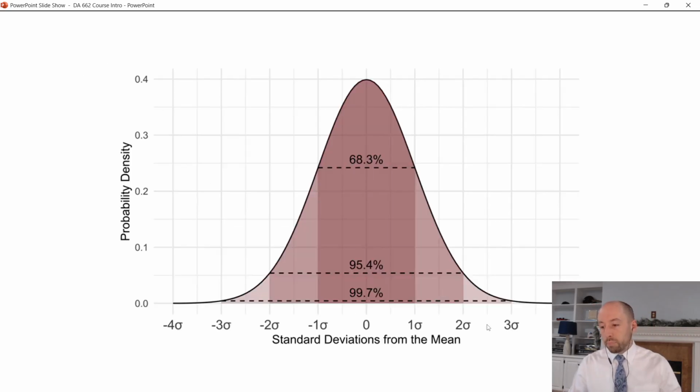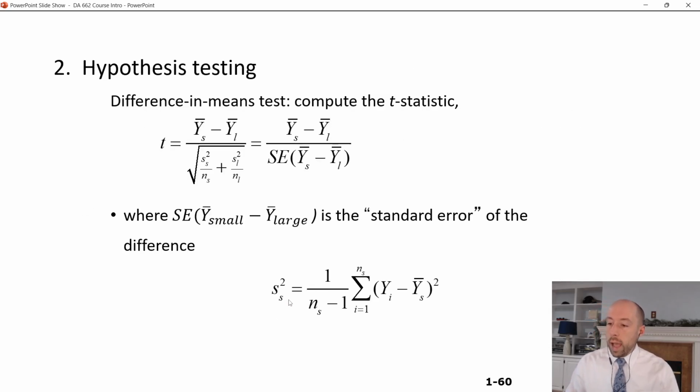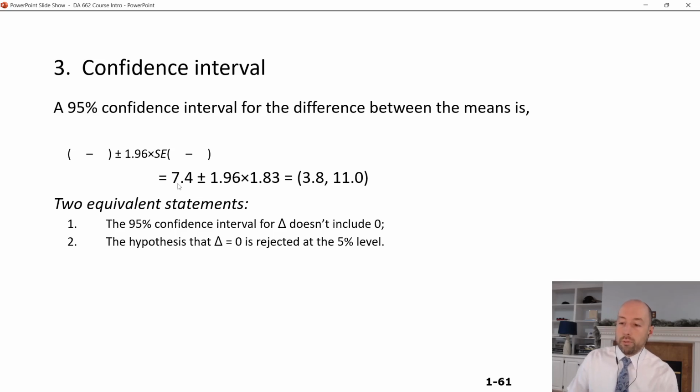Go back to the picture one more time. We're saying if the difference is 0, I would see something like 1 standard deviation above and 1 standard deviation below 68% of the time. If the difference was 0, I'd see something like 1.96 standard deviations above and 1.96 standard deviations below 95% of the time. Okay, how far are we from 0? Well, 7.4 minus 1.96 times the standard error only goes to 3.8, which does not include 0. So in fact, 0 is too far away from 7.4 to be plausible.